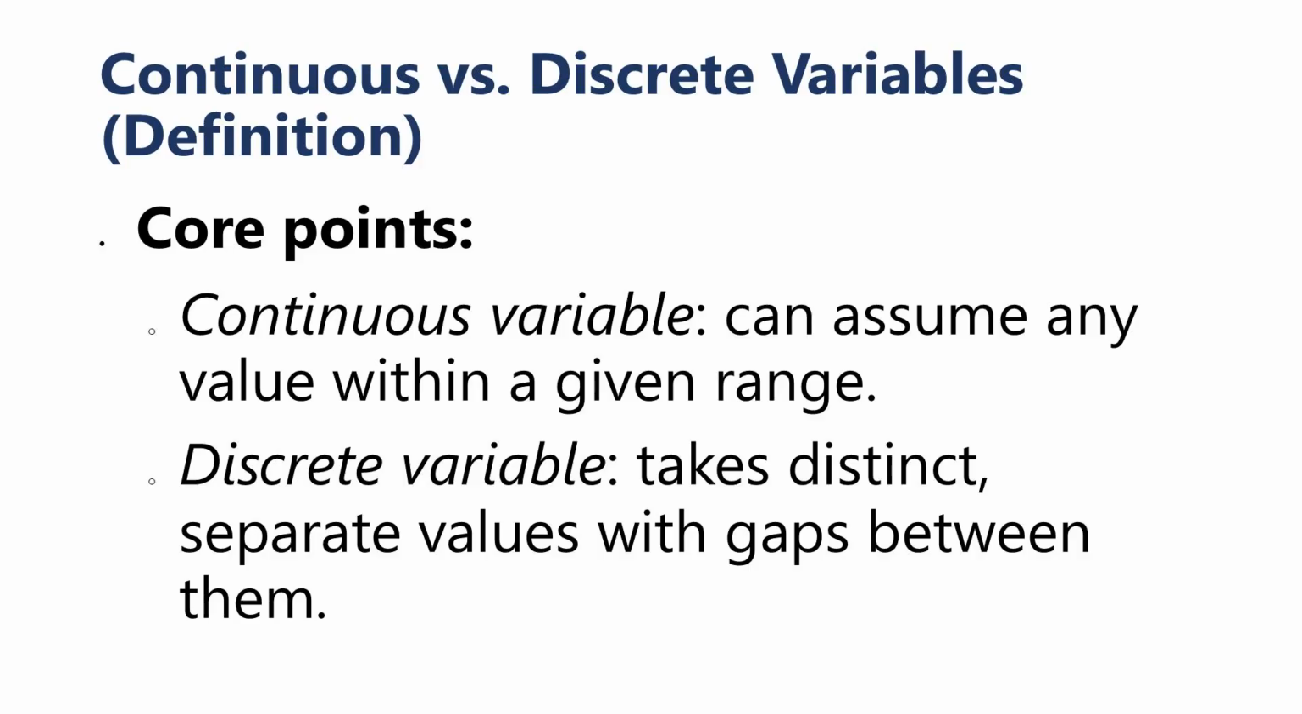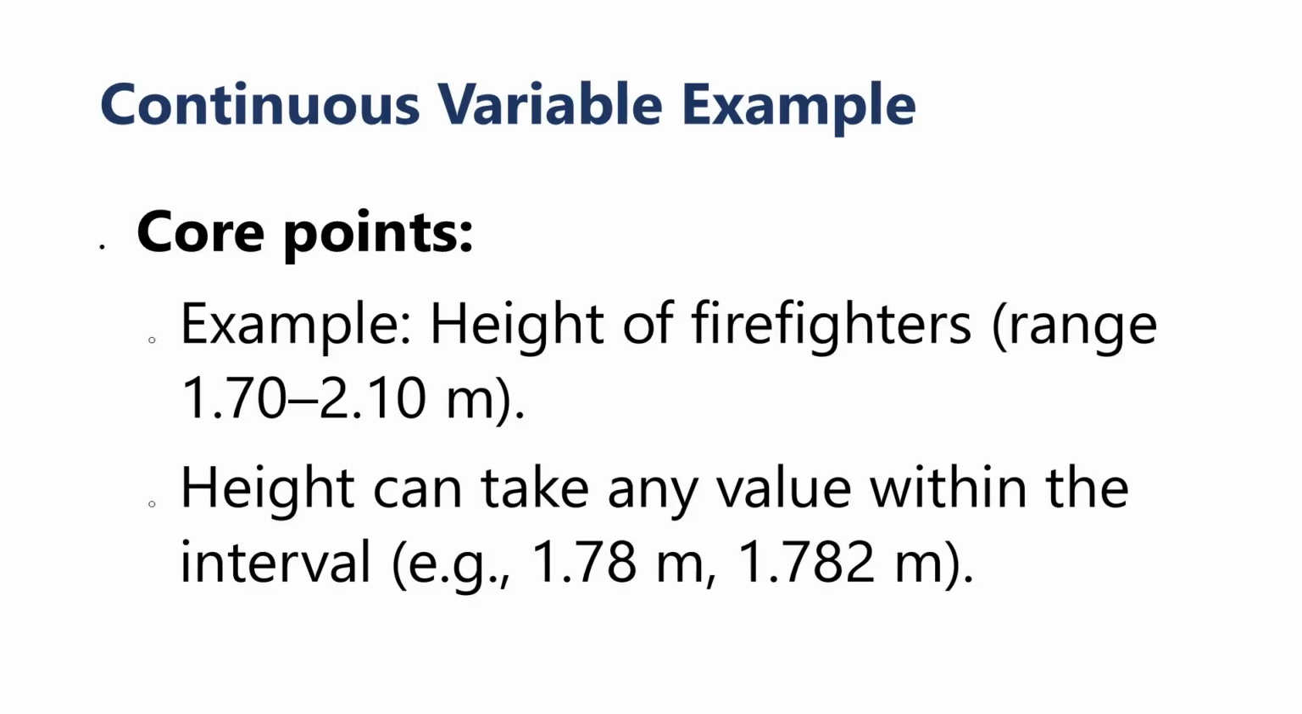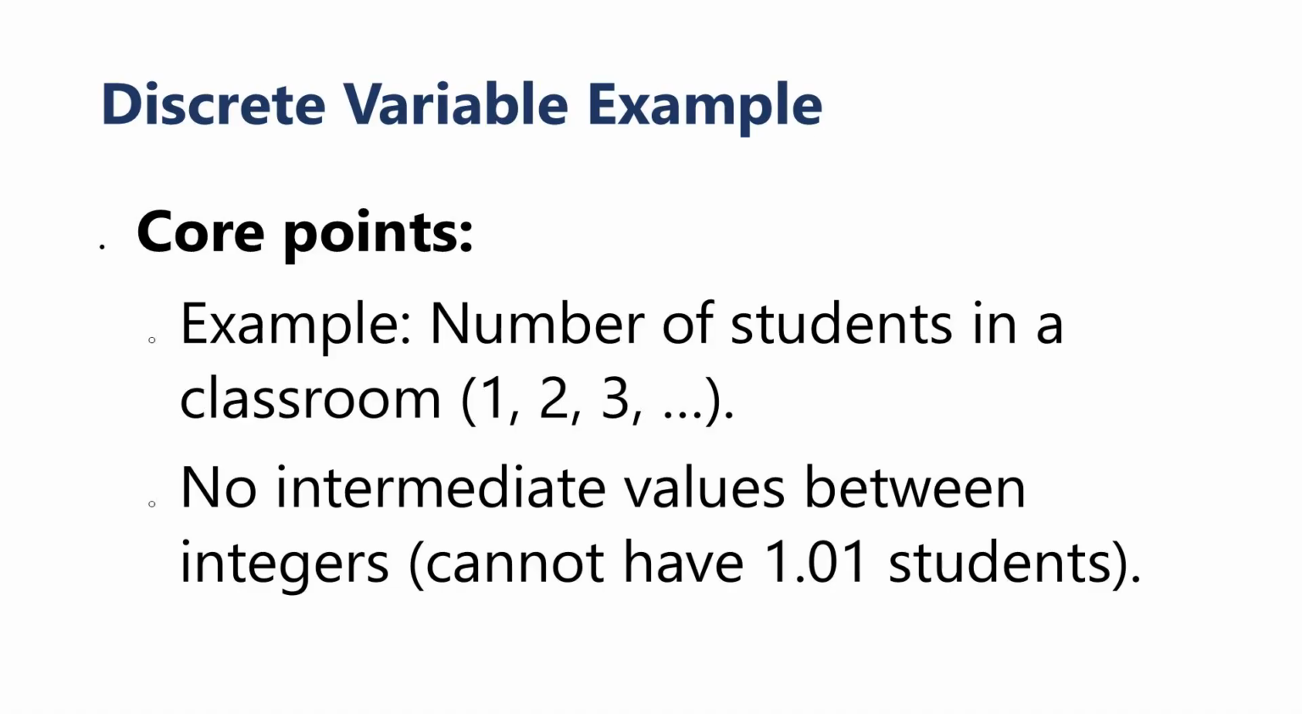Continuous variables can assume any value within a range, while discrete variables take distinct, separate values with gaps between them. For continuous variables, consider the height of firefighters, which can take any value within a specified range, such as 1.78 meters or 1.782 meters. An example of a discrete variable is the number of students in a classroom, which can only be whole numbers like 1, 2, or 3, without intermediate values.